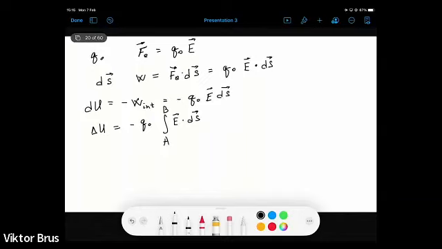Another important point here, since the electric force, similar to the gravity force, is a conservative force, this integral along the path will not depend on the path and will be defined only by the initial and final position of our test charge, meaning by the position of point A and point B.